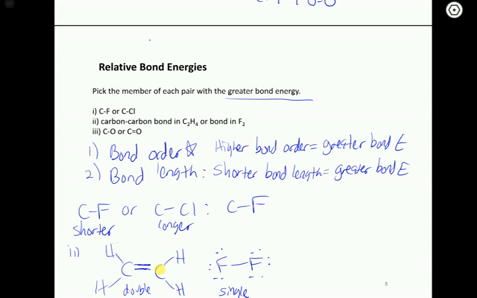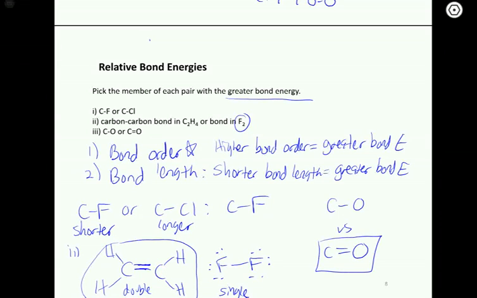Alright, so of these two, we would expect the double bond to be stronger. As it turns out, the bond in F2 is anomalously weak, so this is one of the weakest single bonds out there, F2. But even without knowing that, because this is a double bond, the bond in C2H4 should be stronger. And then finally, CO versus C double bond O. Now, if you're comparing two like this it becomes very simple, because the only difference between these is bond order. This is a double bond. Higher bond order means larger bond strength. So for each of these pairs, we would pick the one with the stronger bond strength or the greater bond energy, as is worded here. So that's going to be CF, this double bond here in C2H4, and then C double bond O.